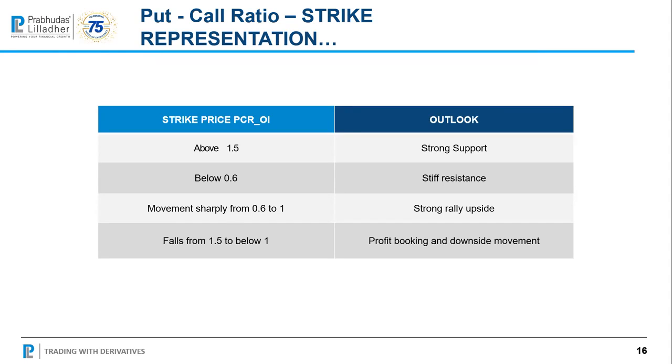Likewise, if the PCR of that particular strike is falling from 1.5 to below 1, that means profit booking is going to happen and there would be some downside momentum. These two levels are very critical. If you keep monitoring and practice this, you will always have a bigger picture and more room to enter the trade, because you will already know how the movement is going to happen, so you have a margin for more profit.